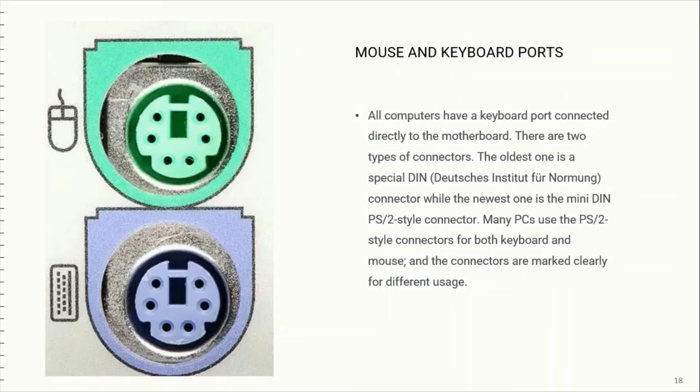Mouse and keyboard ports. Other computers have a keyboard port connected directly to the motherboard. There are two types of connectors. The oldest one is the special DIN connector, while the newest one is a mini DIN PS/2 style connector. Many PCs use the PS/2 style connector for both keyboard and mouse, and the connectors are marked clearly for the different usage.